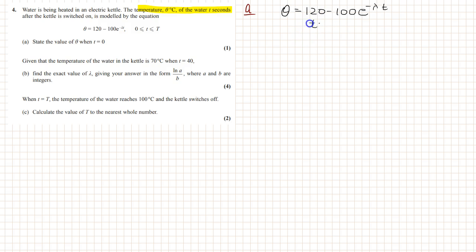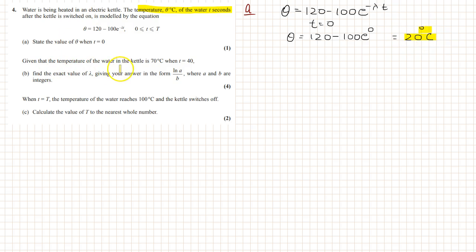So when t is equal to 0, the temperature will be 120 minus 100 e to the power 0, which is 1, so that is 20 degree centigrade. That is the temperature.